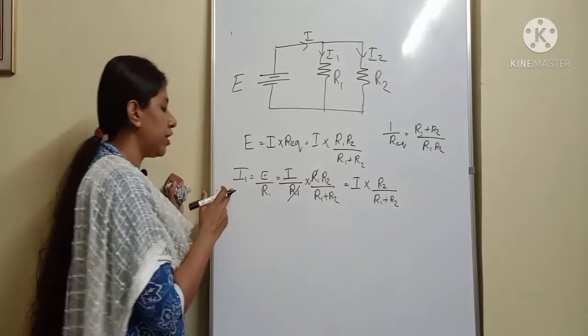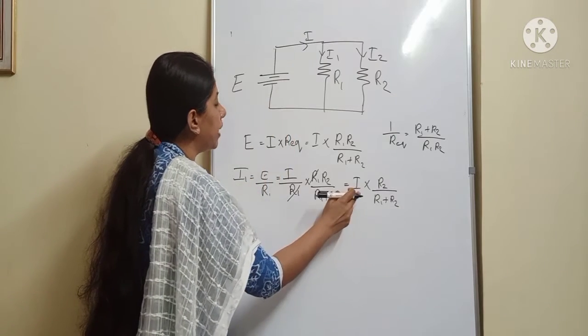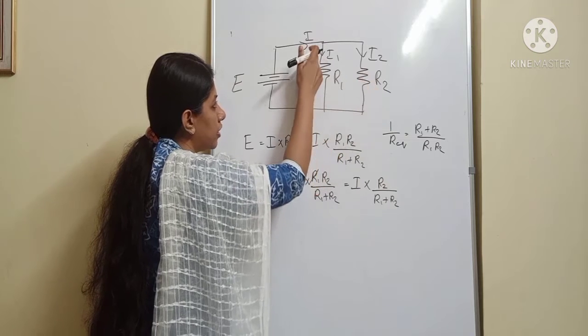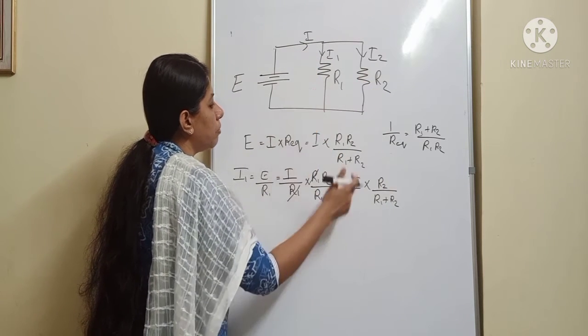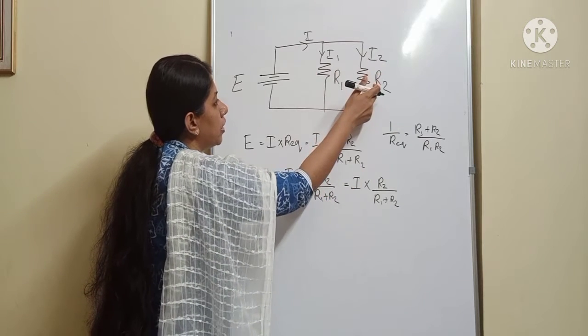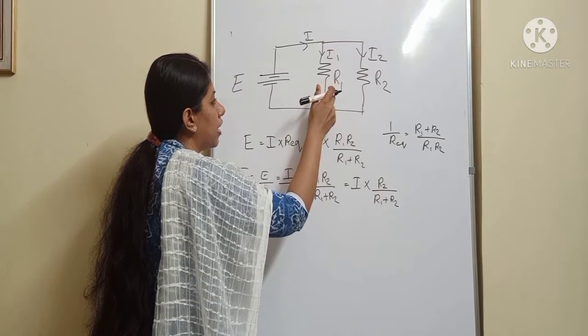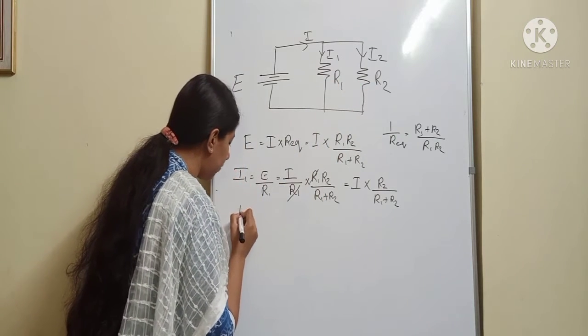So if you look at this equation, you can see that the branch current I1 is given by the main current I into the resistance of the other branch. You are considering this particular branch, the current through this particular branch. So the main current into the resistance of the other branch, that is R2, divided by the sum of the individual resistances R1 and R2. So this is how you will write the equation for I1.